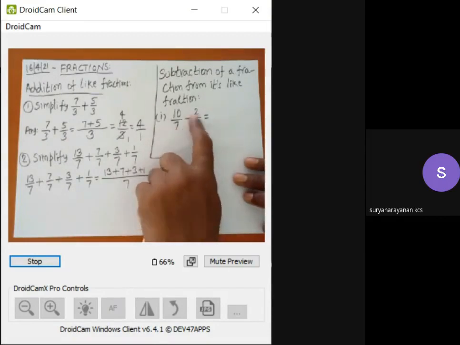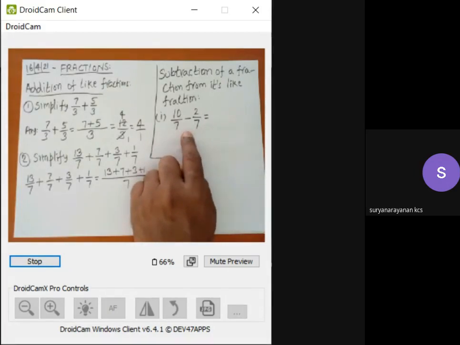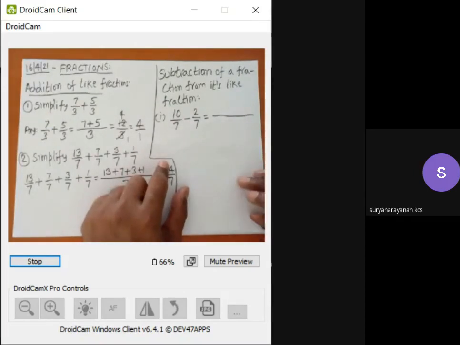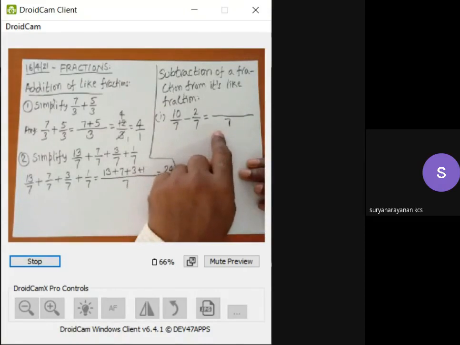10 by 7 minus 2 by 7. Are these two fractions like fractions or not? Yes, sir, they are like fractions. These two fractions are said to be like fractions. And moreover, we are doing subtraction here, not addition. In the case of subtraction also, we draw a line like this. This is the first step. And in the denominator, we write the denominator as it is, 7. This is the second step. Okay, my children.